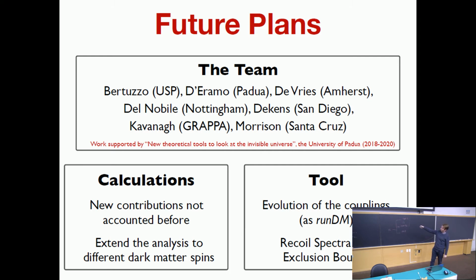So we are planning to extend the calculation in a bunch of directions, but most importantly, both our code and the competing code only evolve the coupling. So if you tell the code the coupling at some scale, it gives you the result at a different scale. What we are trying to do now is to develop an improved code that will also show recoil spectra for different detectors for each model you choose, and also that it computes the exclusion bounds for you. So the life of anybody using this code will get easier.